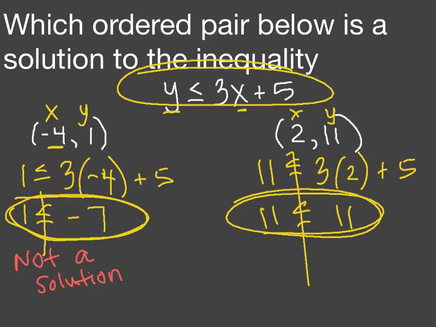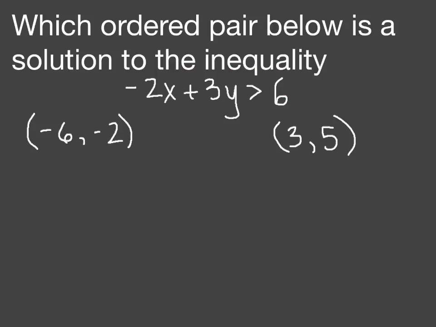Sometimes it's not going to be okay for them to equal. But this time it is because my symbol is less than or equal to, which means that this ordered pair, 2, 11, is a solution, meaning that point would be in the shaded area. Let's look at one more example. Which ordered pair below is a solution to the inequality -2x plus 3y is greater than 6?